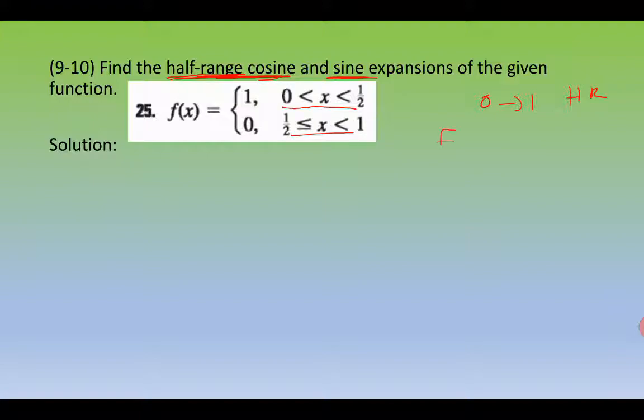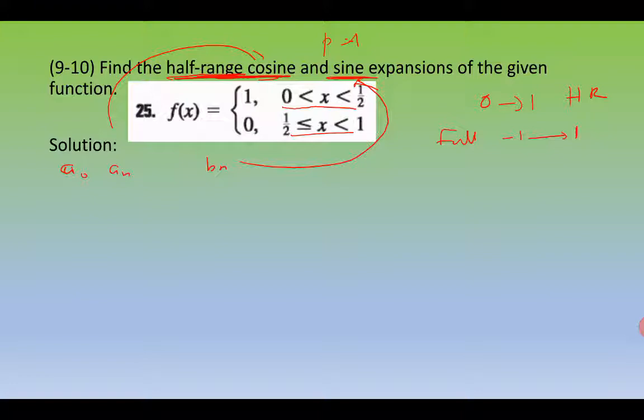Half range. What is full range? Minus 1 to positive 1 is full range. And what is P? P is obviously 1. So we need to find A0, An for cosine series and Bn for sine series. So we will find all the terms because they ask for both.